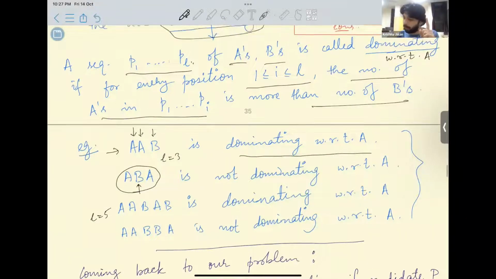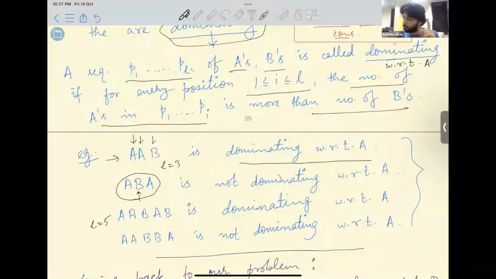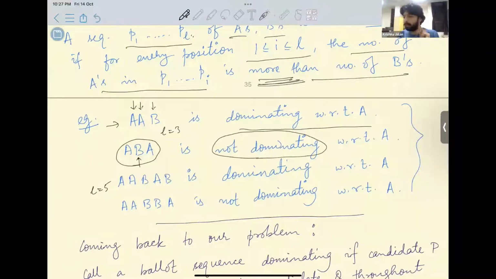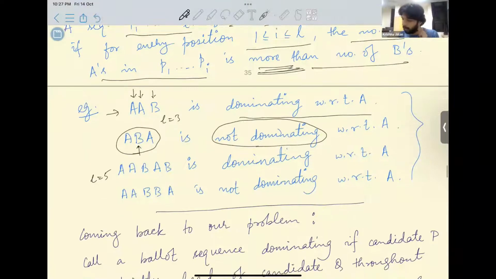But I require that at every position, its number of A's is more than... This "more than" is important. It's not "more than or equal to," but more than the number of B's. So this is an example of a non-dominating sequence with respect to A. I hope this is clear.